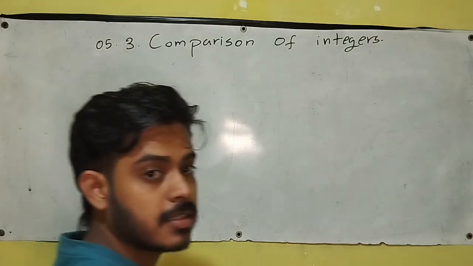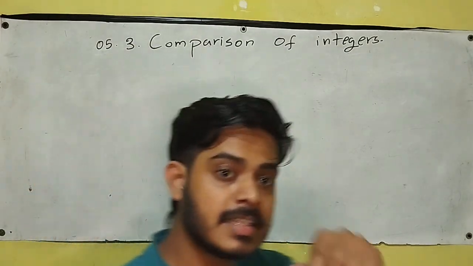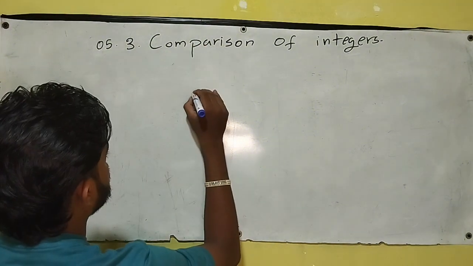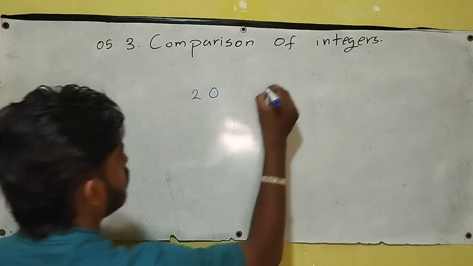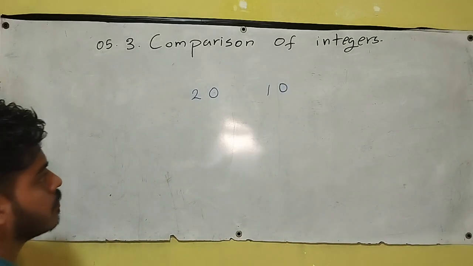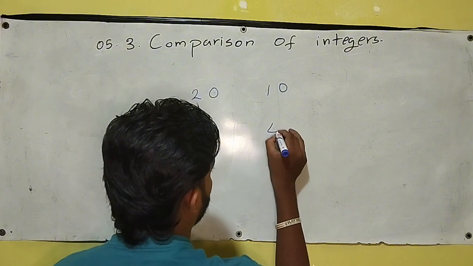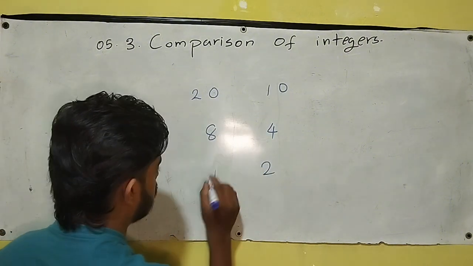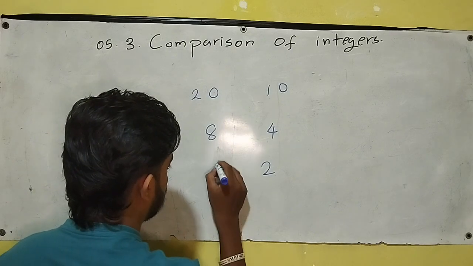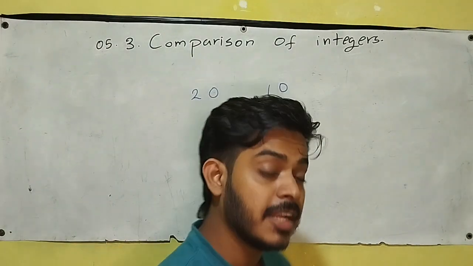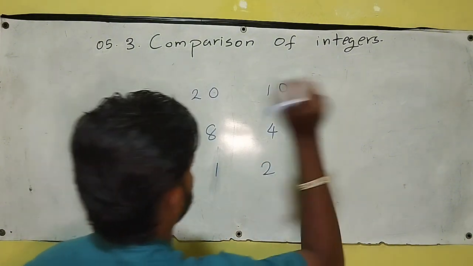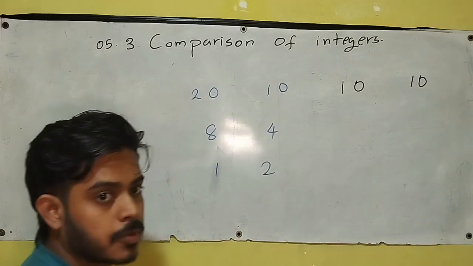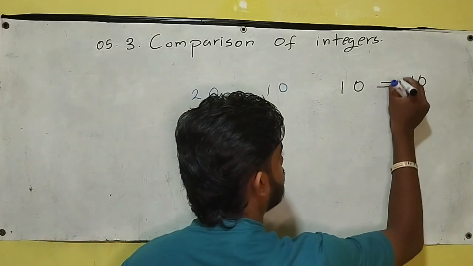Okay, now I am going to compare the numbers using those inequality signs. Okay, how? Think 20, 10, 8, 4, 1, 2. How to put those inequality signs? Okay. I will explain. 10, 10. How to put the sign? 10 equal 10. Why?